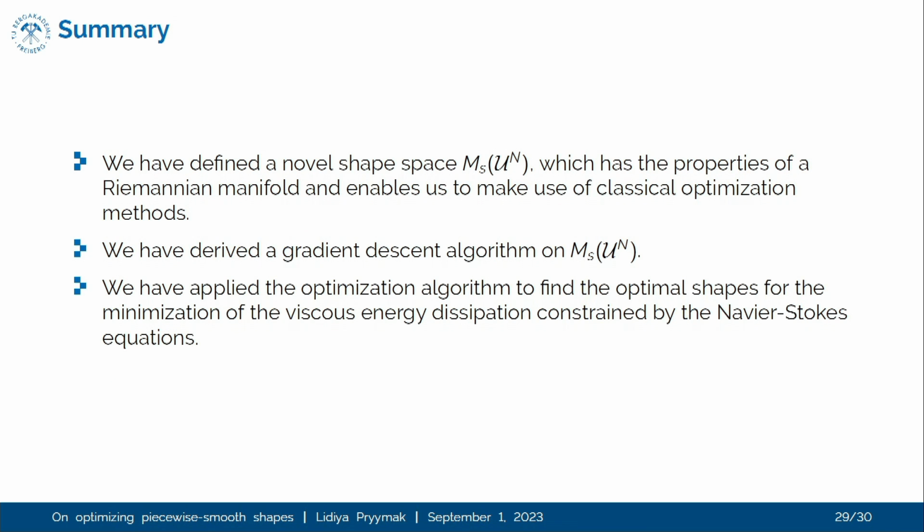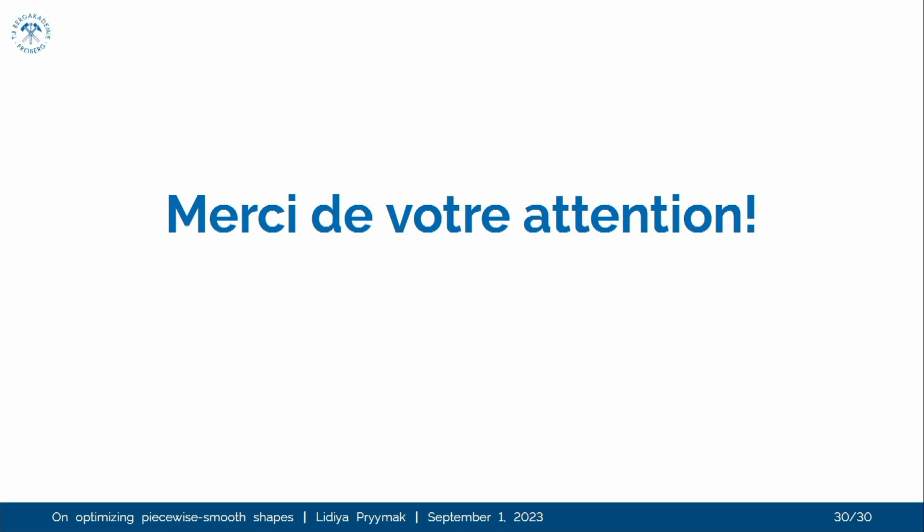Maybe a quick summary. What we have done is define a novel shape space, which we called MS-FUN, which has a Riemannian structure. We get a Riemannian metric, and we can make use of classical optimization algorithms, like in our case the gradient descent algorithm, which we have derived on a novel shape space. We can apply this optimization algorithm to find optimal shapes for the minimization of the viscous energy dissipation constrained by Navier-Stokes. And that's it from me. Thank you for the attention.